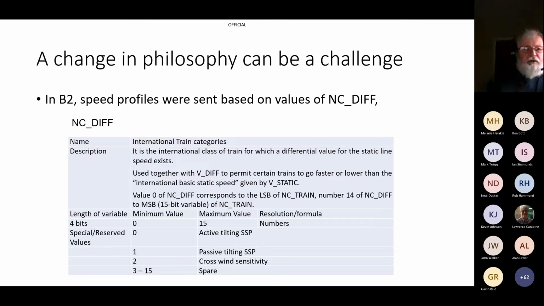And that then leads us to even more complexity where we change the philosophy. So in baseline 2, speed profiles were sent in 3 basic categories: category 0, active tilting standard static speed profile, passive tilting static speed profile, and a crosswind sensitivity speed profile. So we only had some very restricted options of what we could send.